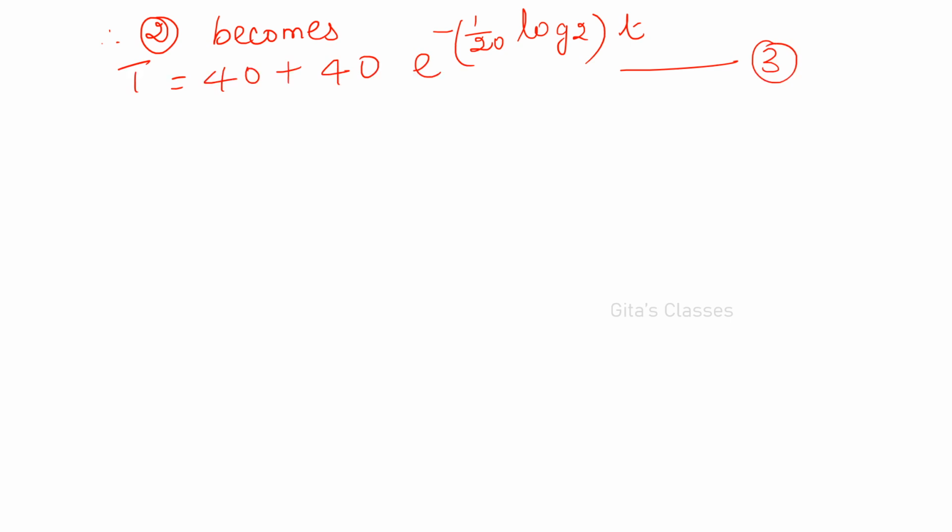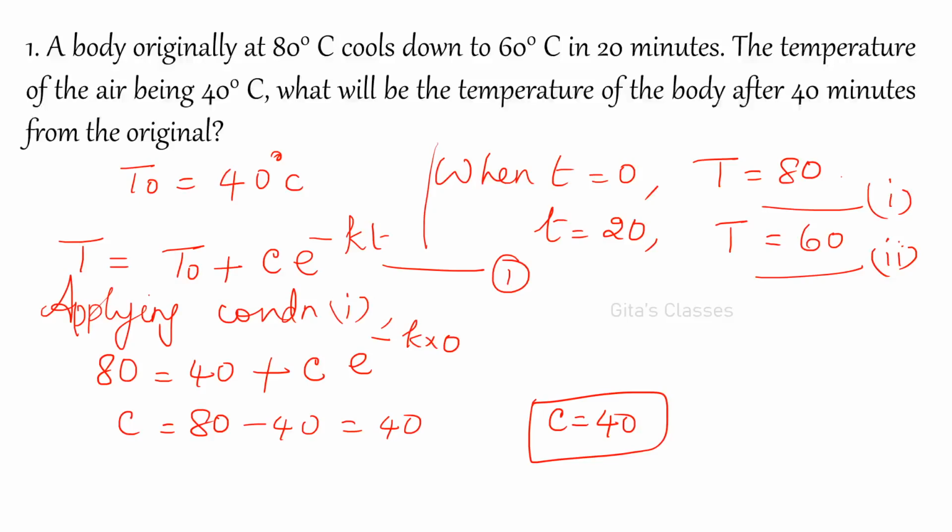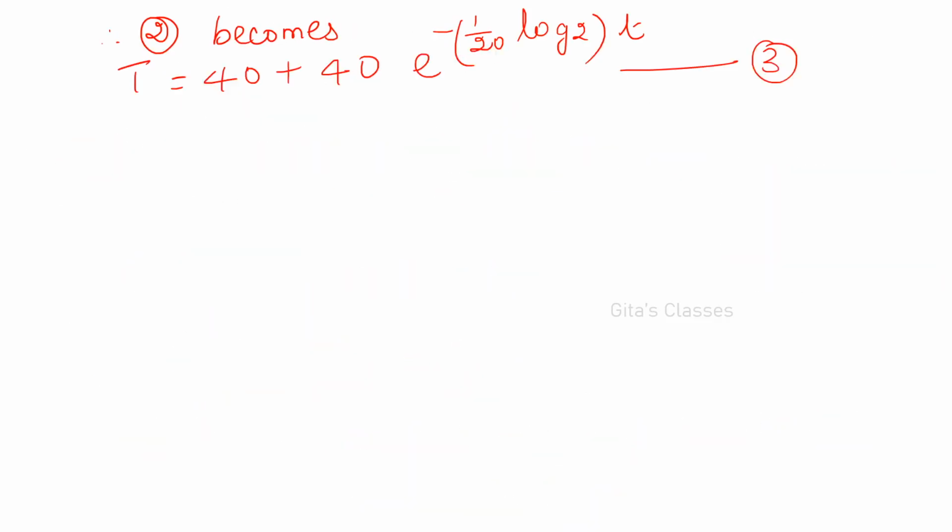And now what is asked? What will be the temperature of the body after 40 minutes? So small t is given. So given small t is 40 minutes, and you are asked to find out what will be the temperature after 40 minutes. So when small t is equal to 40, what will be our capital T? Just substitute t is equal to 40 here.